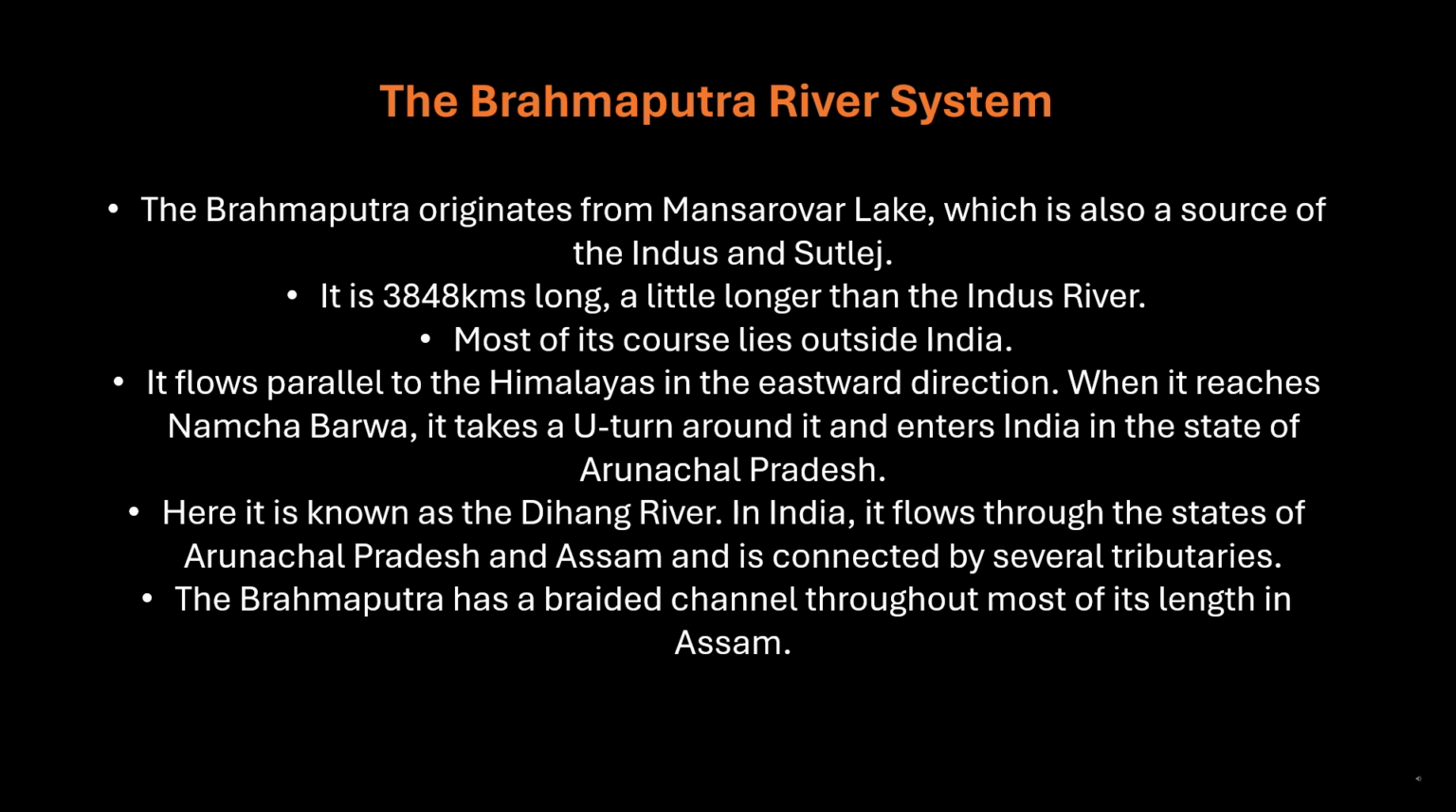Here it is known as the Dihang River. In India, it flows through the states of Arunachal Pradesh and Assam and is joined by several tributaries. The Brahmaputra has a braided channel throughout most of its length in Assam.